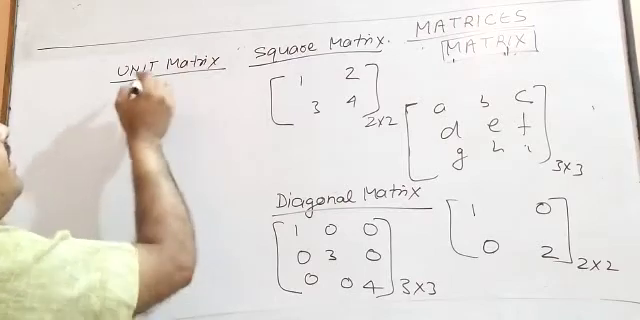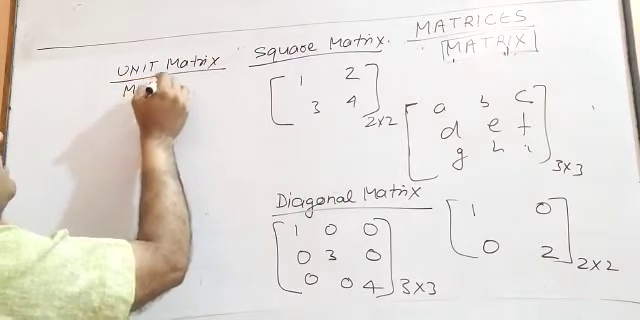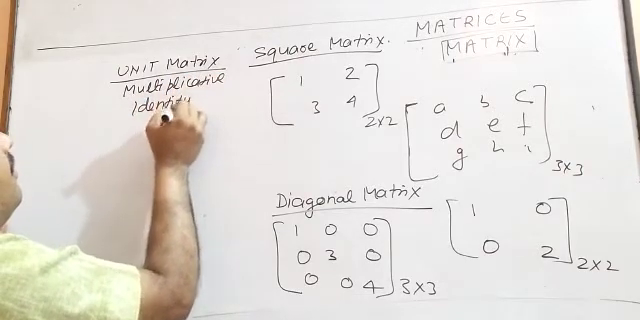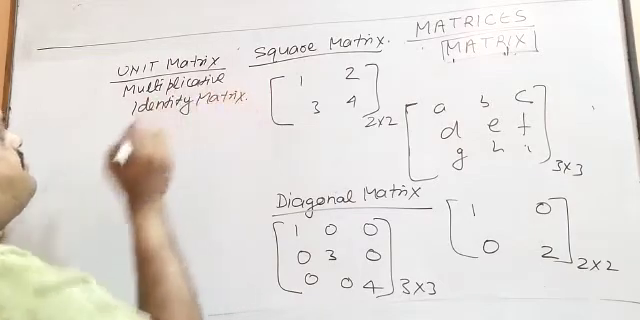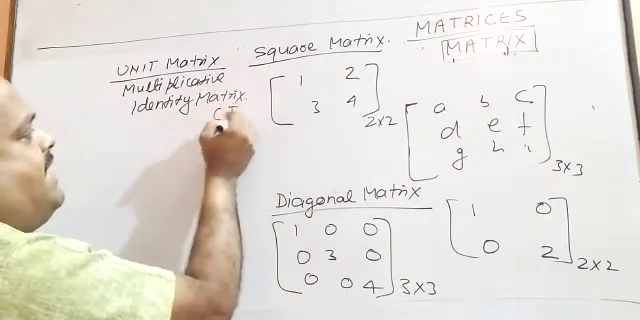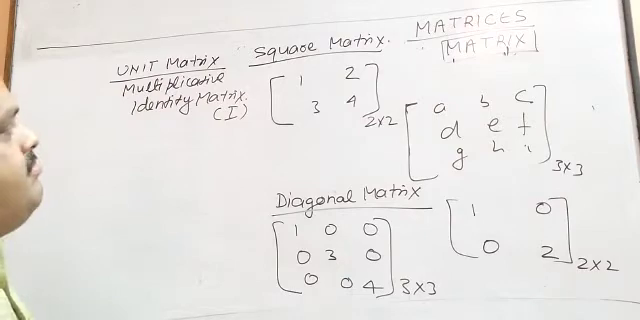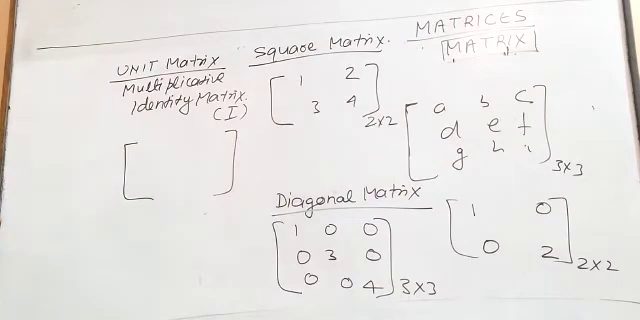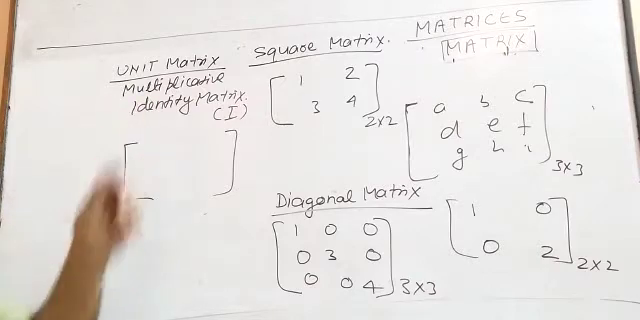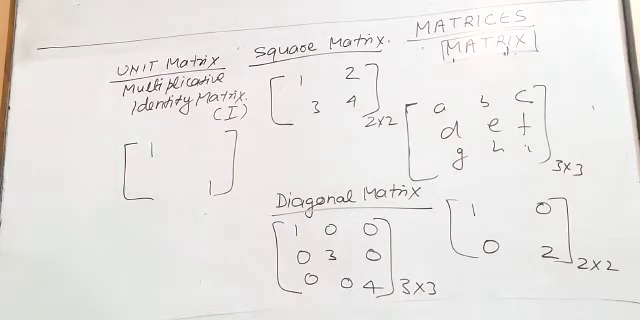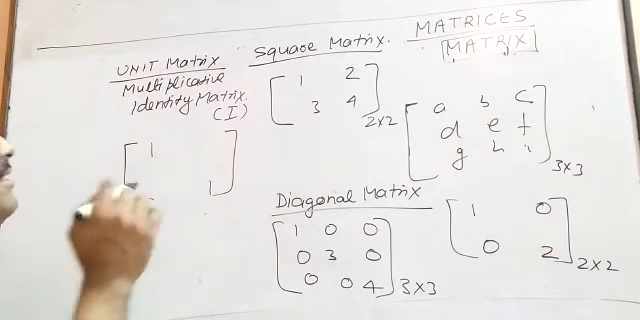Now come to unit matrix. Unit matrices are multiplicative identity matrices. Symbol is I, capital I. A square matrix is said to be, I repeat, a square matrix is said to be a unit matrix if on its leading diagonal we have the non-zero elements as 1, 1 and the rest 0.